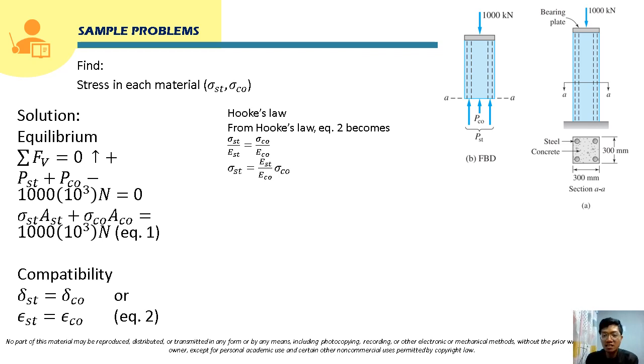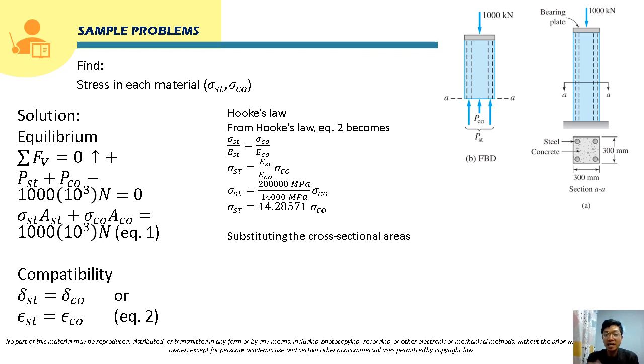So solving for the stress in the steel in terms of the stress in the concrete, substituting EST and ECO, that is 200,000 megapascal over 14,000 megapascal. So 200,000 divided by 14,000 is 14.28571. So the stress in the steel is 14.28571 sigma CO. This will serve as our next equation. This equation and equation 1 we can use to solve for the unknown stresses.